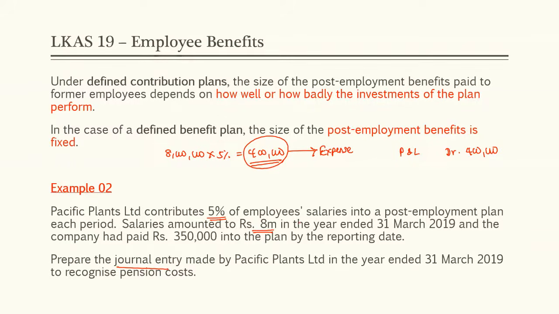And how much have we paid? 350,000 had been paid. Right? The company had paid 350,000 into the plan. If money is paid, it is cash. Cash credit 350,000. What is this remaining 50,000? Where do we need to credit it? This is an accrued expense. This is the journal entry we need to pass.